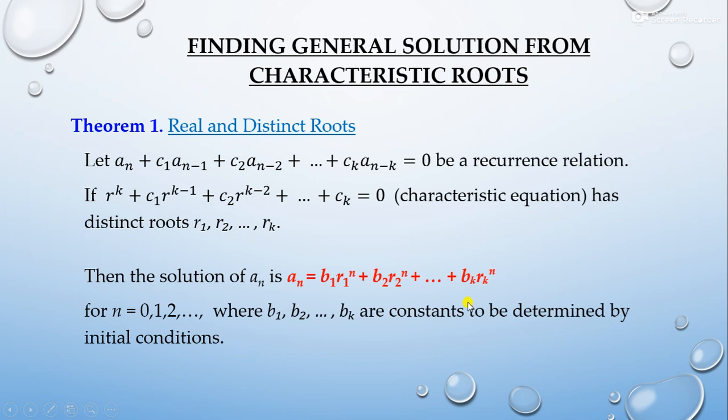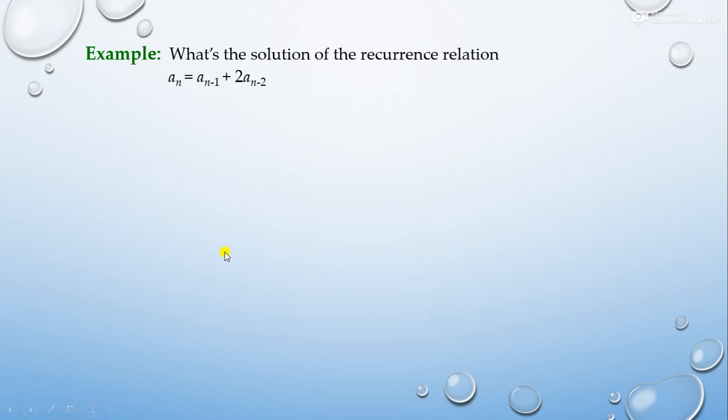Otherwise, if the initial conditions are not given in the question, our solution is up to here: we get the nth term of the solution of the recurrence relation. And if the initial conditions are given in the problem, we can calculate the values of these constants b1, b2, bk from them. Not to worry, when you solve the examples and questions related to this, it will become clear. So now let's do an example.